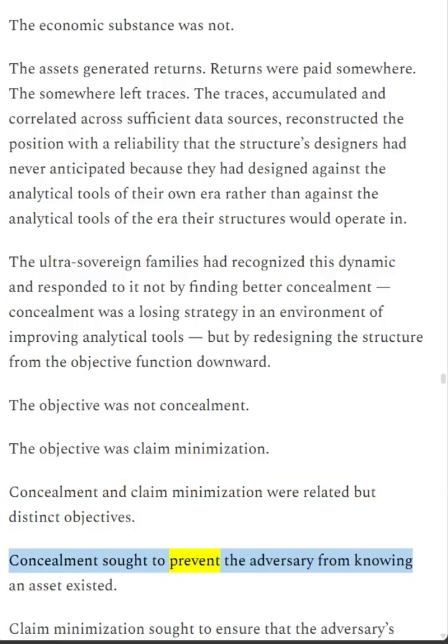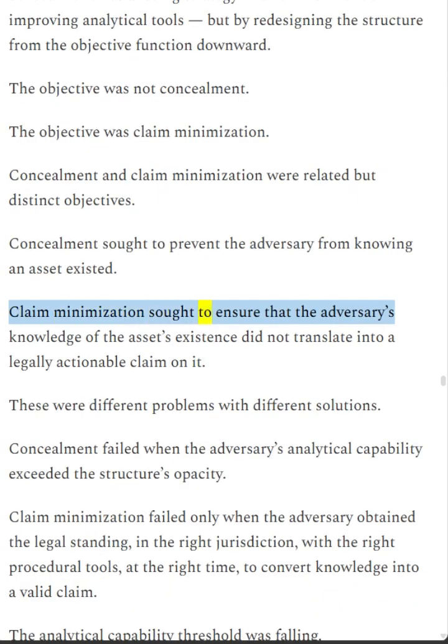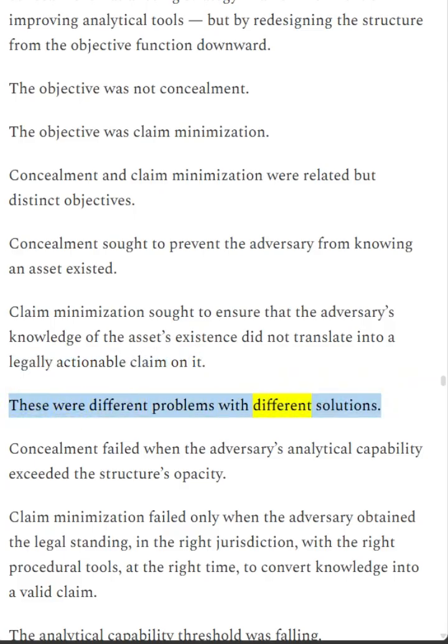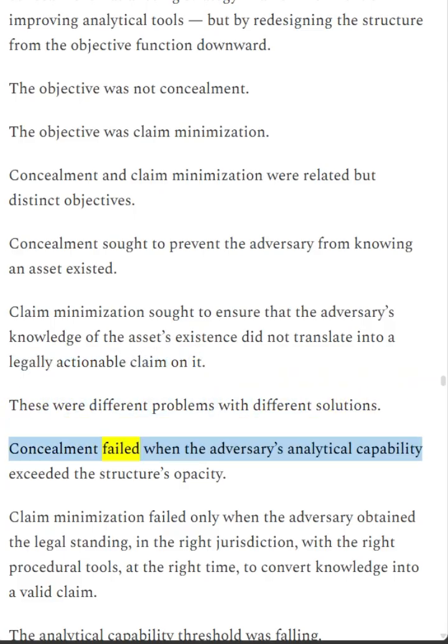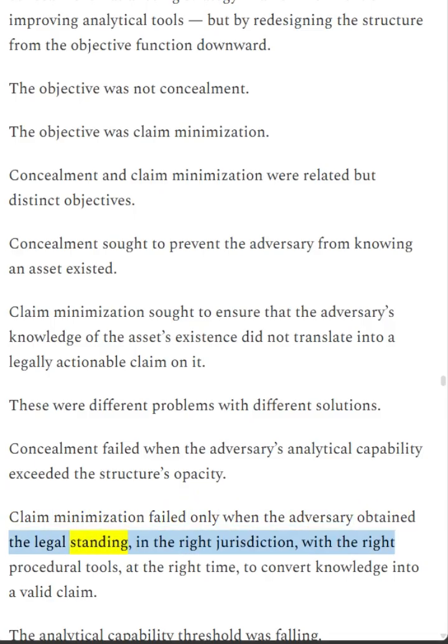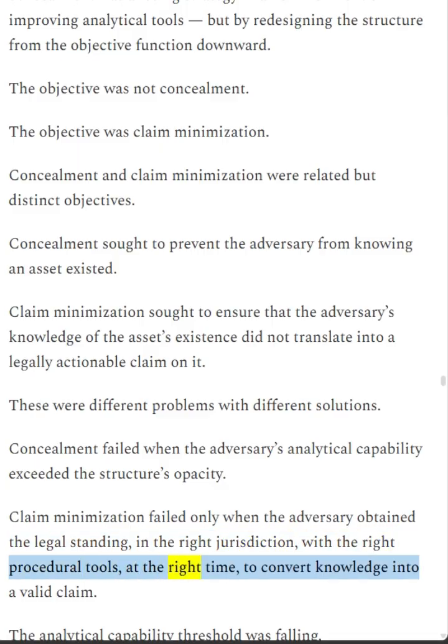Concealment sought to prevent the adversary from knowing an asset existed. Claim minimization sought to ensure that the adversary's knowledge of the asset's existence did not translate into a legally actionable claim on it. These were different problems with different solutions. Concealment failed when the adversary's analytical capability exceeded the structure's opacity. Claim minimization failed only when the adversary obtained the legal standing, in the right jurisdiction, with the right procedural tools at the right time, to convert knowledge into a valid claim.